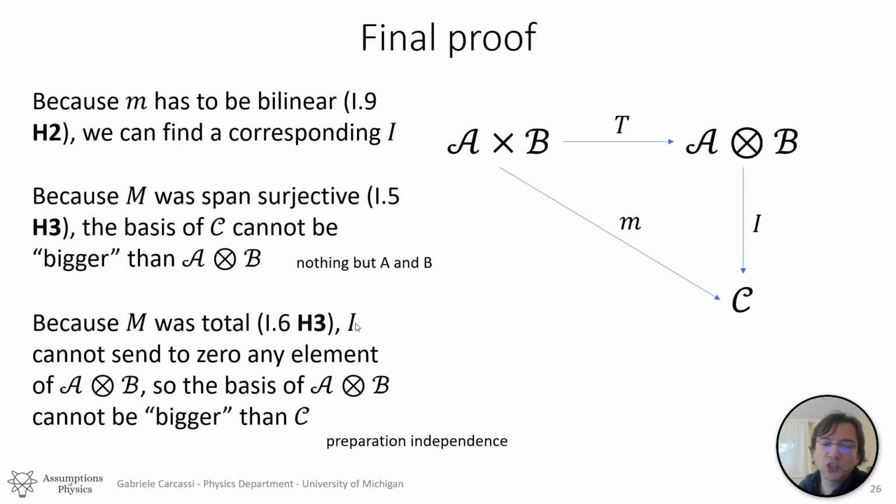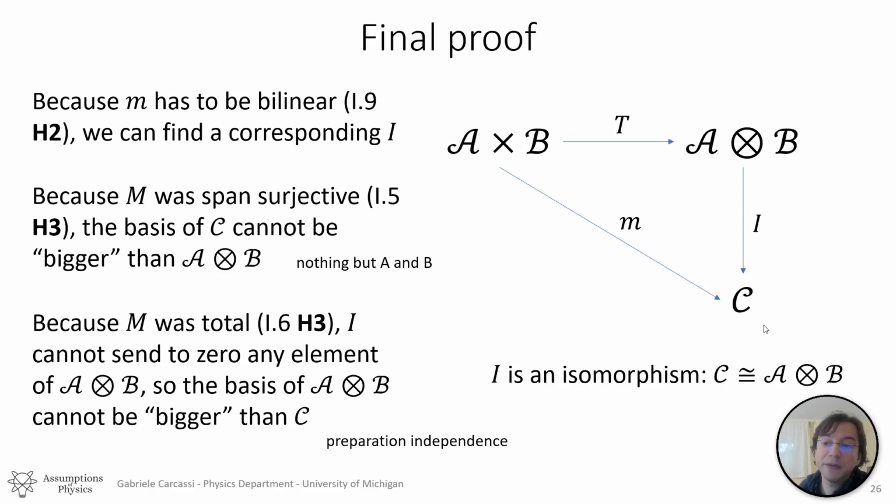But because M was total, I cannot send to zero any element of A and B, right? Any pair of A and B must map to an actual object of C. It can't map to the zero vector. Therefore, the basis of A tensor B cannot be bigger than the basis of C. And again, remember, this was preparation independent. If we prepare a pair A and B, that has to be mapped somewhere in C. So if the basis of A and B cannot be bigger than the basis of C, and the basis of C cannot be bigger than the basis of A and B, we have an isomorphism between the two things.